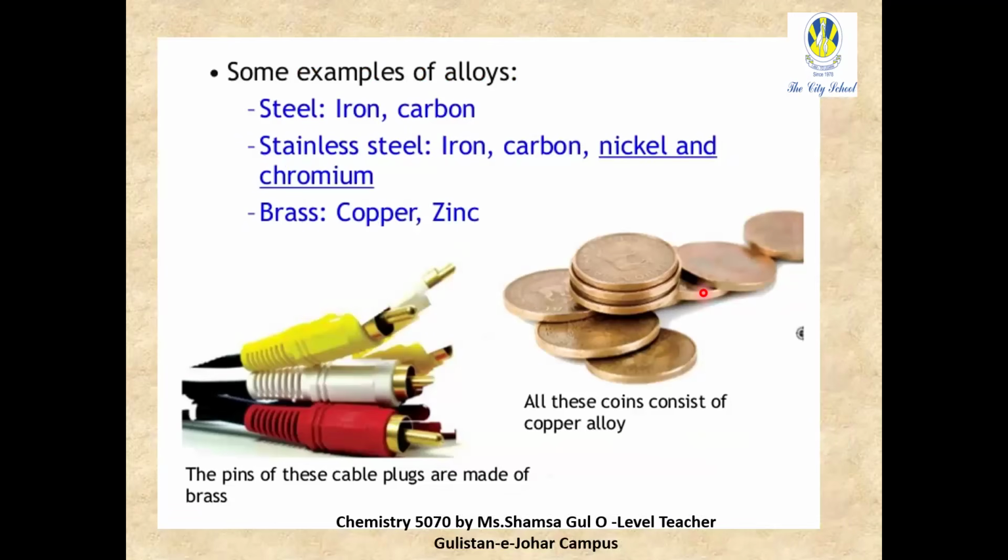Examples of alloys: steel is an alloy of iron and carbon. Usually they do ask, name an alloy which contains iron and carbon. So we need to know their constituent elements, not exactly the percentage. Steel is an alloy of iron and carbon, a metal and a non-metal. Stainless steel is corrosion resistant, so it is used in making surgical instruments and chemical plants, like fermenters. Stainless steel is an alloy of iron, carbon, nickel, and chromium. Brass is an alloy of copper and zinc.